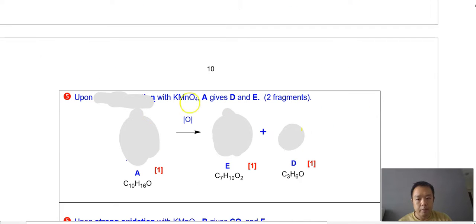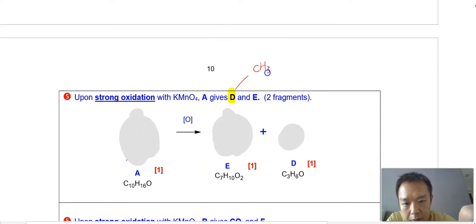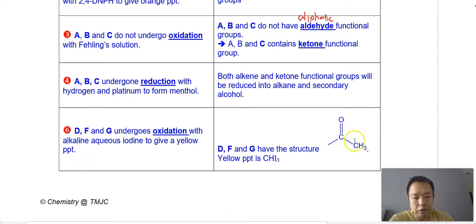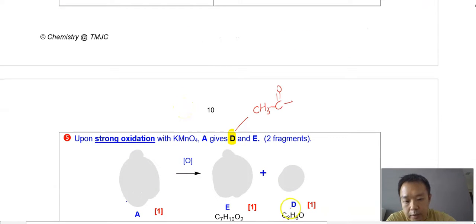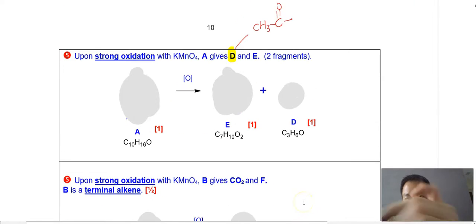Okay, so let's take a look. Upon strong oxidation with KMnO4, A gives 2 fragments. Now, we know that D must have the methyl ketone functional group. Why? Earlier on we said D, F, and G have this structure because of the positive iodoform test. So, after this structure and the molecular formula of C3H6O, how many carbons do I have left? If you look at this structure, we only have 1 more carbon, and to get the molecular formula, we therefore have CH3. So this is simply your propanone, and this is the methyl ketone structure that gives the positive iodoform test.